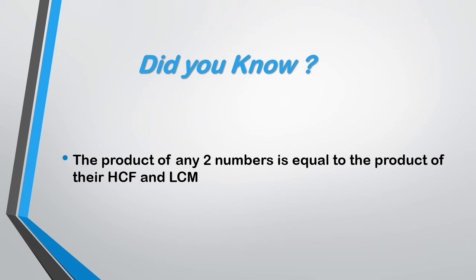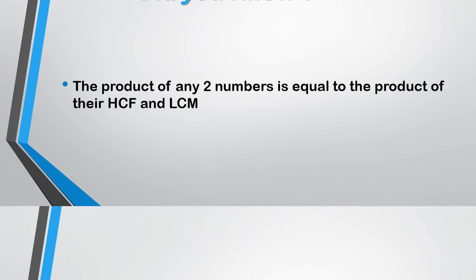Okay. The product of any two numbers is equal to the product of their HCF and LCM. So when we find the product of any two numbers, that is equal to the product of HCF and LCM. When we multiply the HCF and LCM of the given numbers, it is equal to the product of the two numbers.